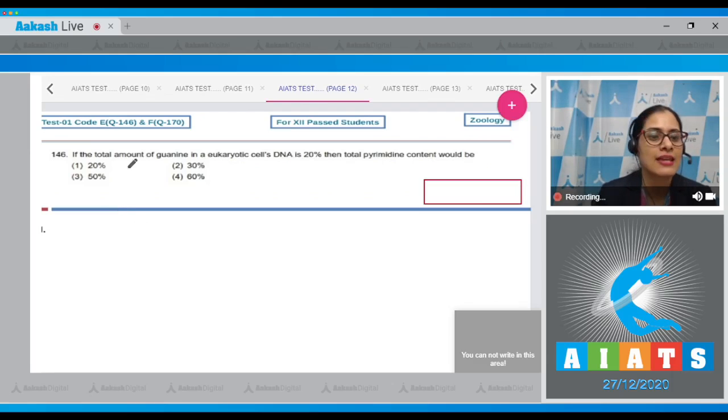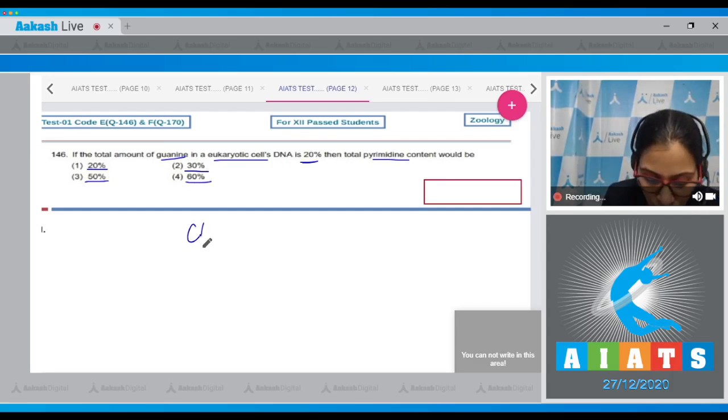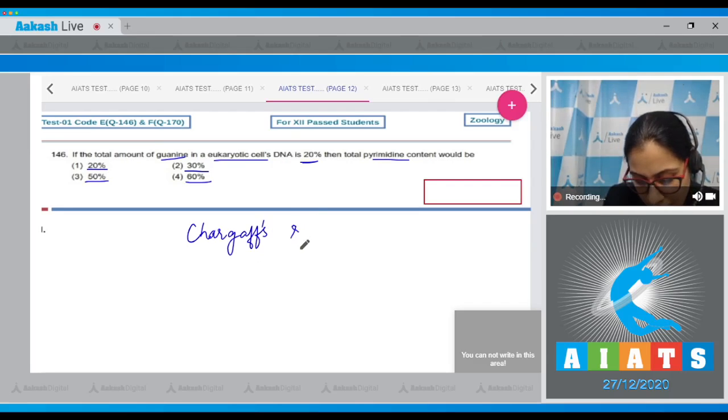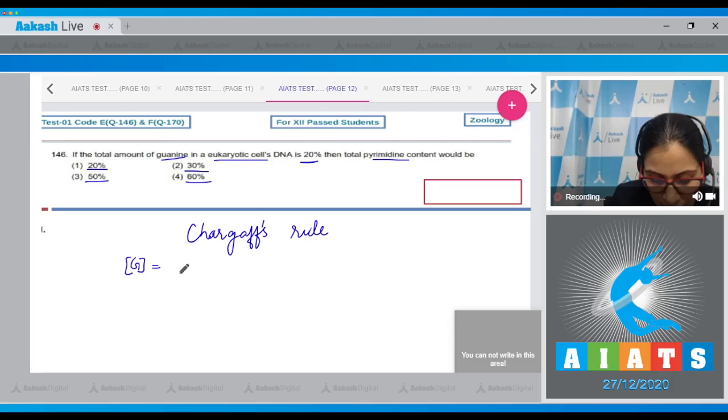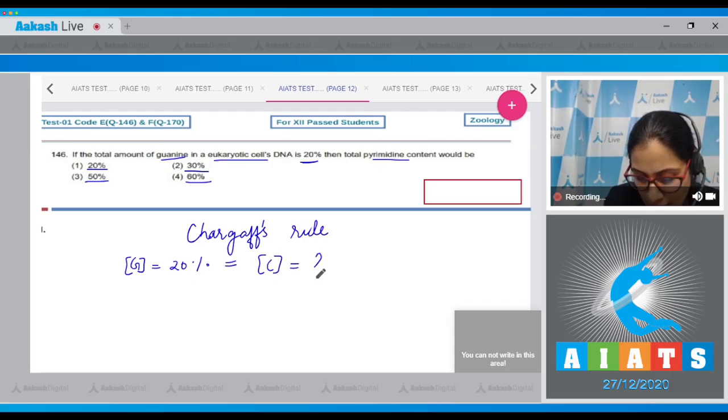Question number 146. If the total number of guanine in a eukaryotic cell's DNA is 20%, then total pyrimidine content would be, and the options given are 20%, 30%, 50%, 60%. Now we know that according to Chargaff's rule, guanine, which is given as 20%, is equivalent to cytosine. So cytosine will also become 20%.